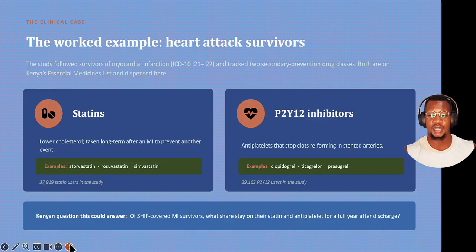So like I said, they used statins and P2Y12 inhibitors, and it was just MI patients, okay? So the study followed survivors of MI, myocardial infarction rather, and tracked 2 secondary prevention drug classes. Both are, of course, on our list, and we use both. So the Kenyan question this could answer is: of the SHIF-covered, or SHA-covered, MI survivors, how many of them are on statins and antiplatelets and would stay on that medication for a whole year, even after discharge, okay?